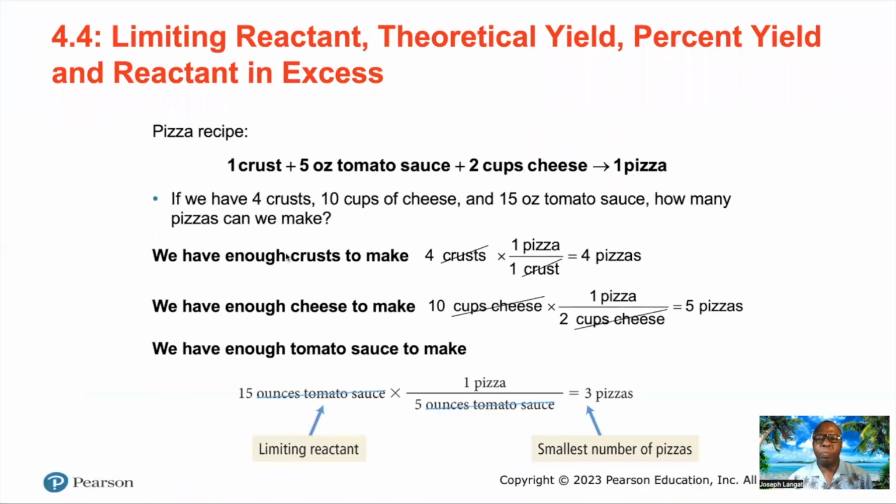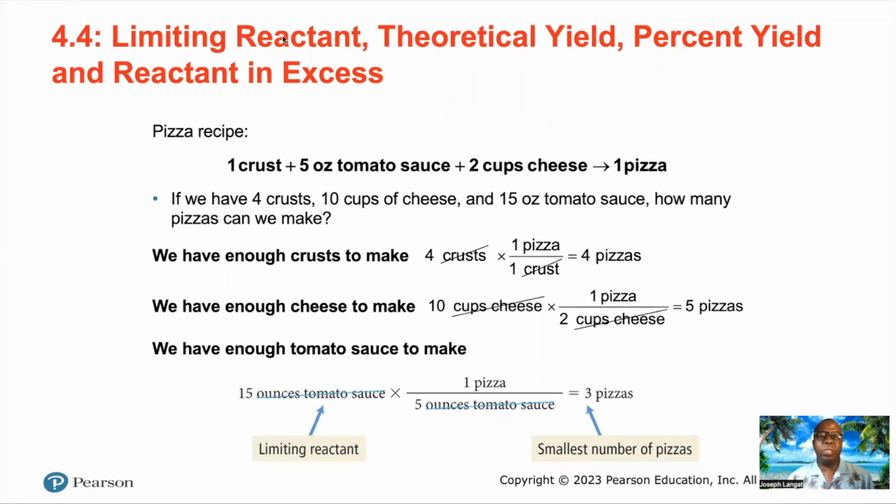Using dimensional analysis and the ratio, we assume this is a balanced chemical equation. Crunching the numbers, it turns out that the least number of pizzas we can make out of the ingredients given here is 3 pizzas. We call this the theoretical amount of pizza we can make out of the given ingredients. The rest are called excess reactants if it was a chemical reaction.